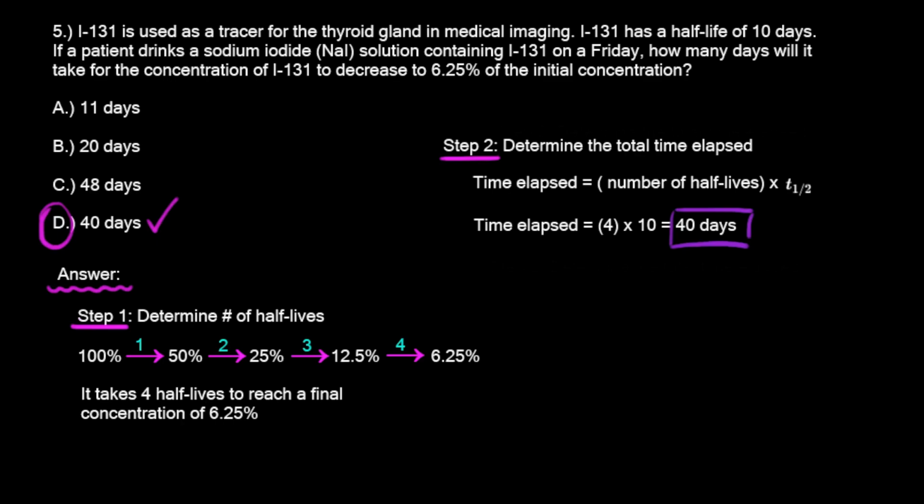In step number 2, we need to determine the total time elapsed. To find it, we simply multiply the number of half-lives by the length of one half-life. So that is 4 times 10 days per half-life, which is equal to 40 days. So the total time elapsed is 40 days, which means option B is the correct answer.